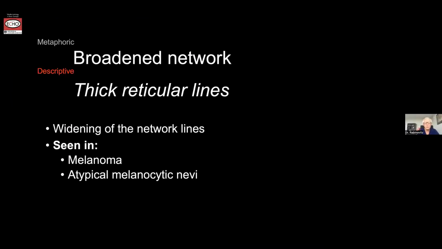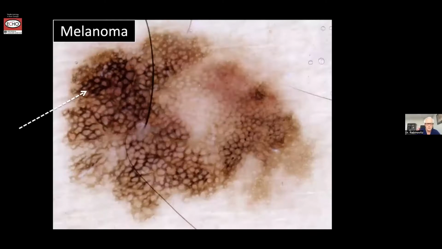There's another term which is called a broadened network, and it's widening of the network lines. This too can be seen in melanoma as well as atypical melanocytic nevi. And here you can see this widened network with this melanoma.